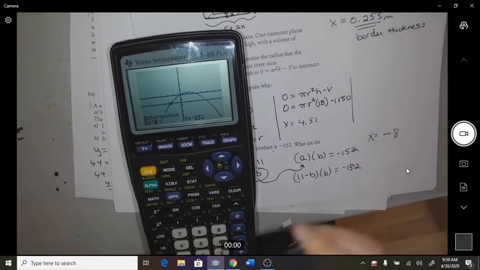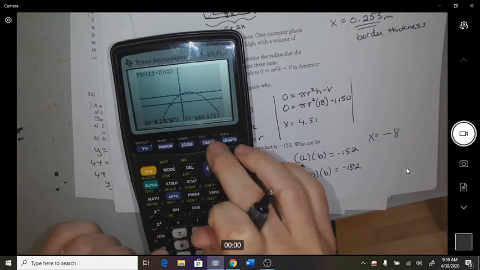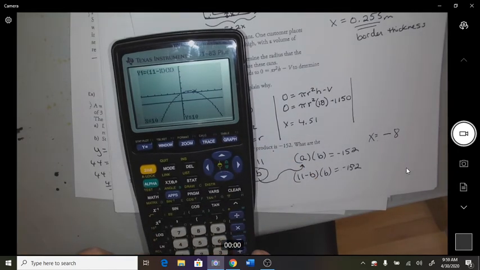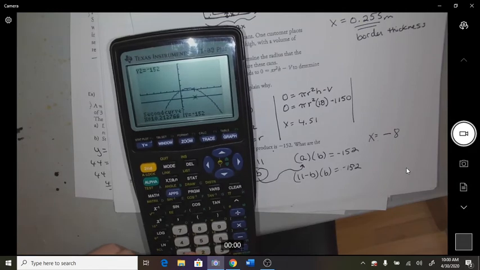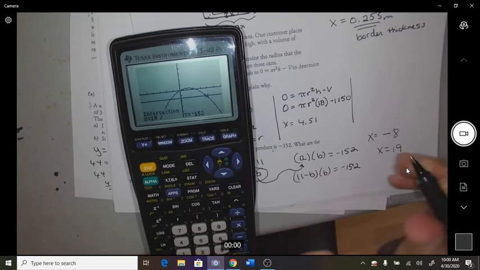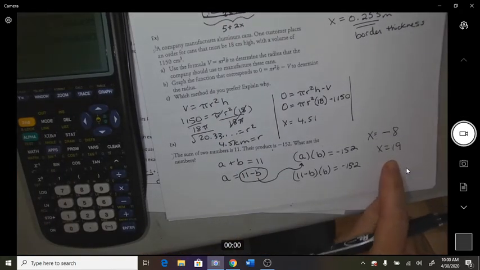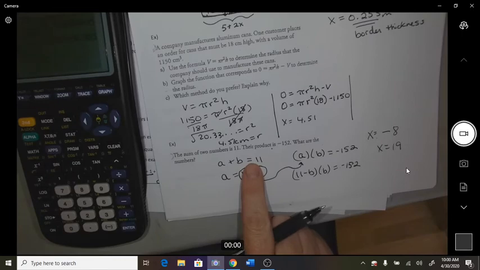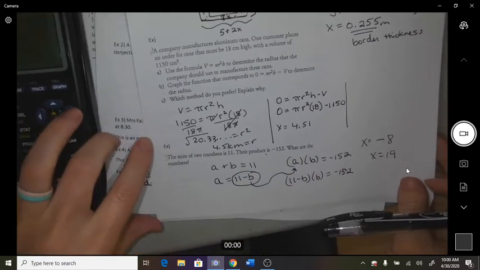So x equals negative 8. I'm going to move my cursor. Calculate the intersection. Enter, enter, enter. X equals 19. So those two numbers, they would add to 11, check. And when you multiply them, they multiply to negative 152.